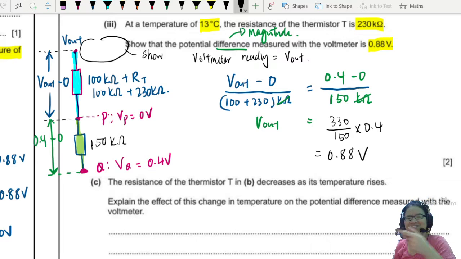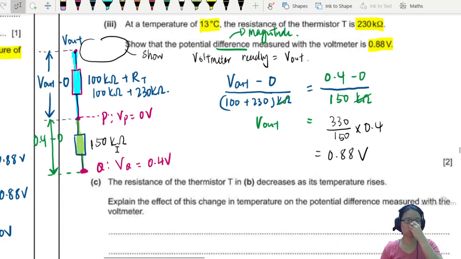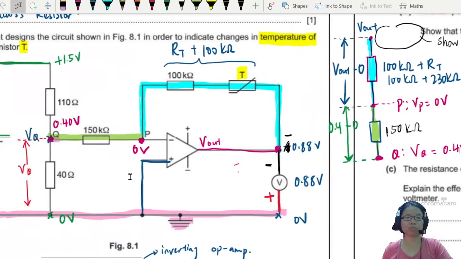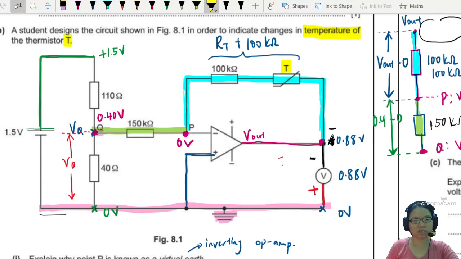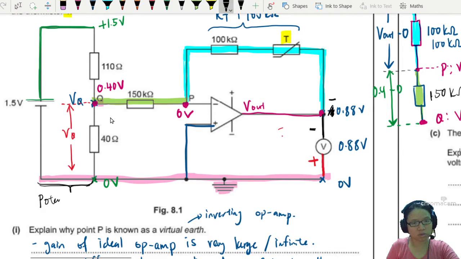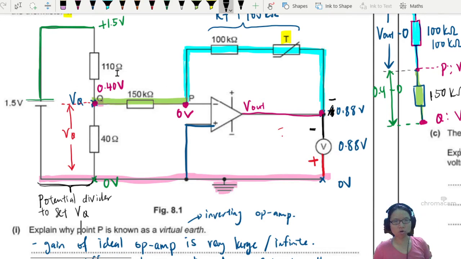Miss, where is the inverting? You are using the analysis that you learned while deriving the inverting input equation to apply on a brand new circuit. Normally, they will tell you what VQ is, but now, being fresh, they connect this entire circuit here as a potential divider. I'm going to draw this part here. This whole circuit is the potential divider to set the potential VQ. I set the value of this 0.4 by adjusting the 110 and 40. By setting the 0.4, I will set the output.